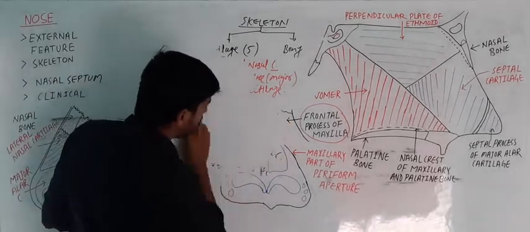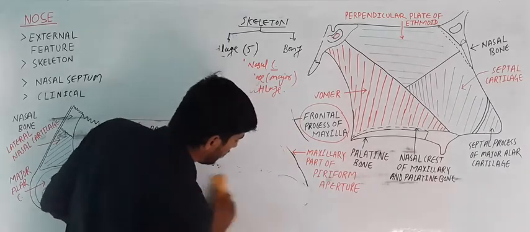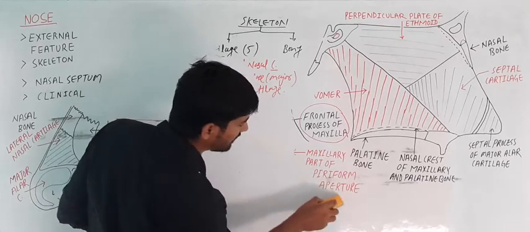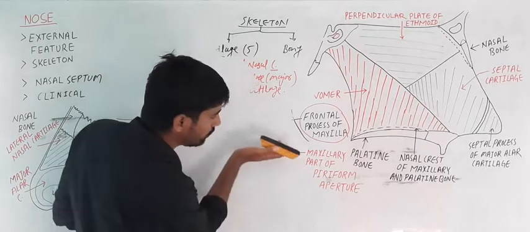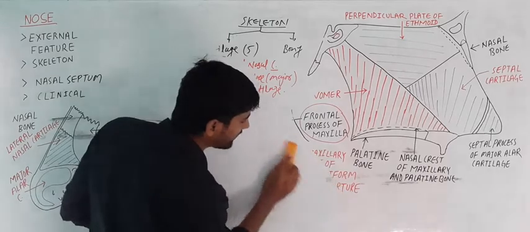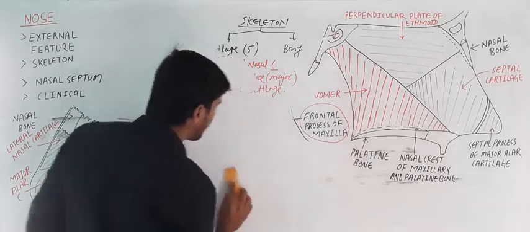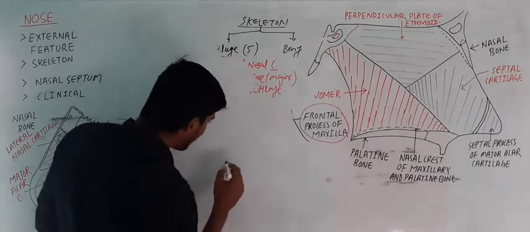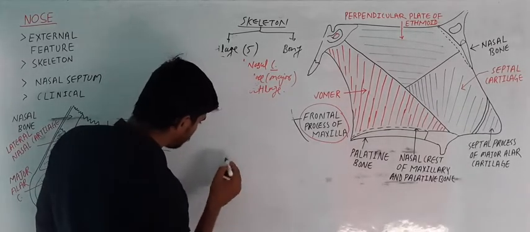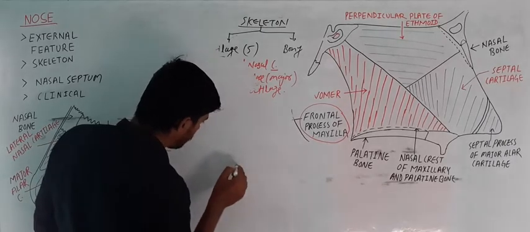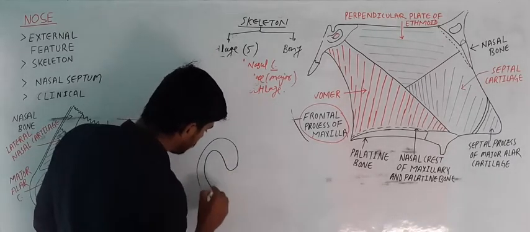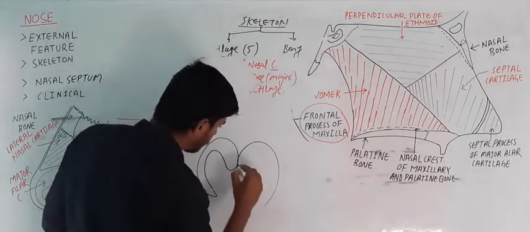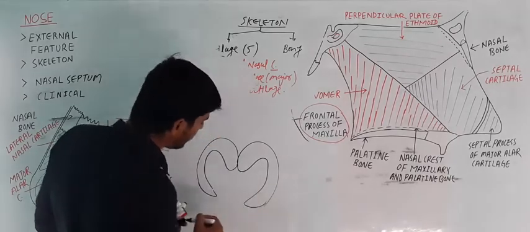Now the alar cartilage. See, here is the piriform apparatus, the maxillary part of the piriform apparatus. So the bony part ends there, and the piriform apparatus opening starts. So the alar cartilage is somewhat like this. This is the alar cartilage.